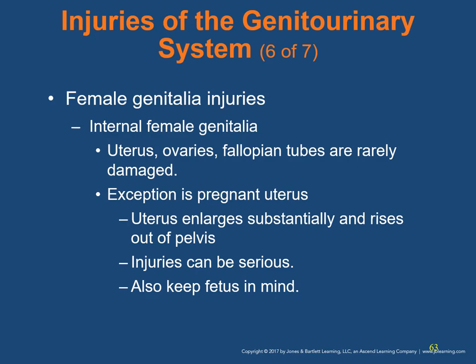The uterus enlarges substantially and rises out of the pelvis. Injuries can be serious because the uterus has a rich blood supply during pregnancy. Also keep the fetus in mind. In the last trimester of pregnancy, the uterus is large and may obstruct the vena cava. Blood pressure may decrease. The patient should be placed on her left side so the uterus will not lie on the vena cava.